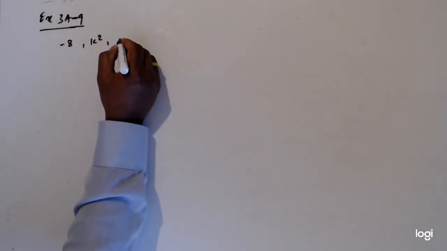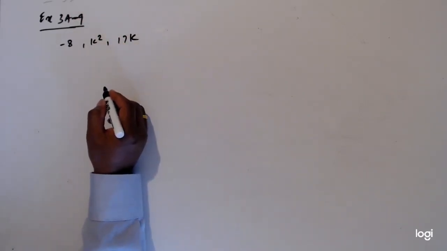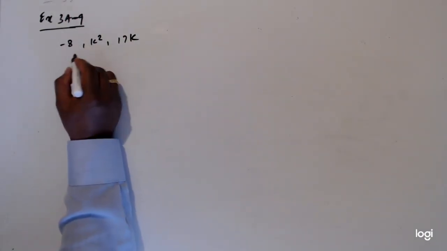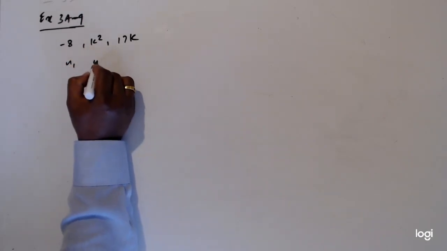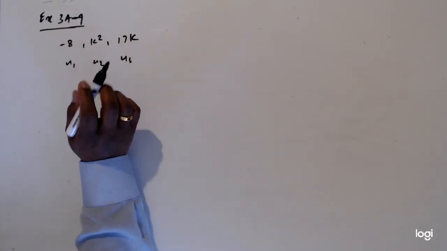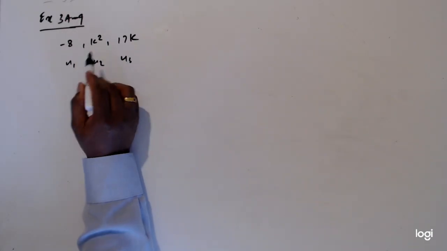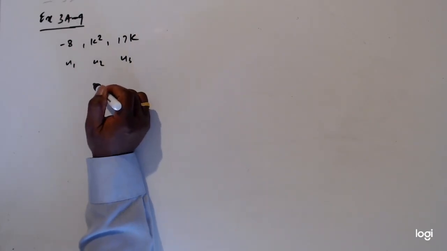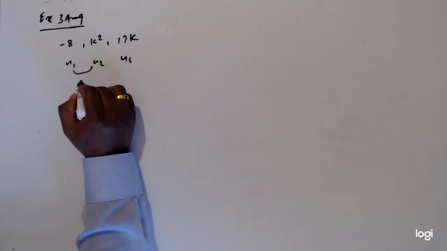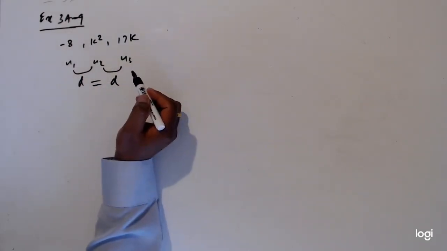Question number 9. The first 3 terms are given: minus 8, k square and 17k. Find 2 possible values for k. So these are consecutive terms, u1, u2, u3. k is the only unknown, so we need one equation. We know that in an arithmetic sequence the common difference is the same, so we can find the common difference from here and from here, and make them equal.